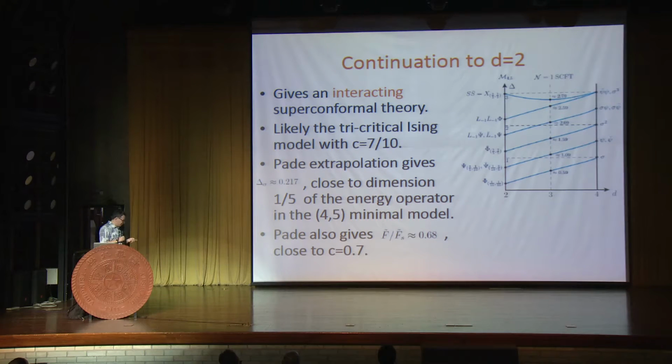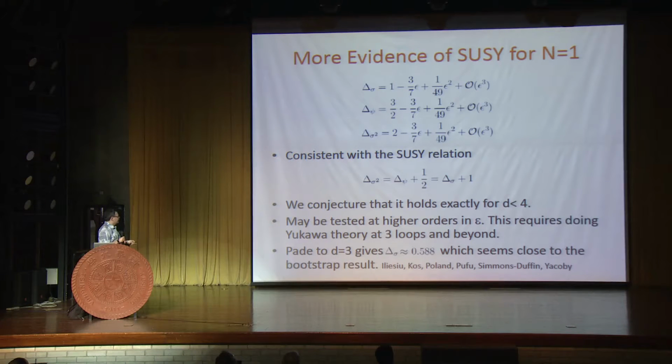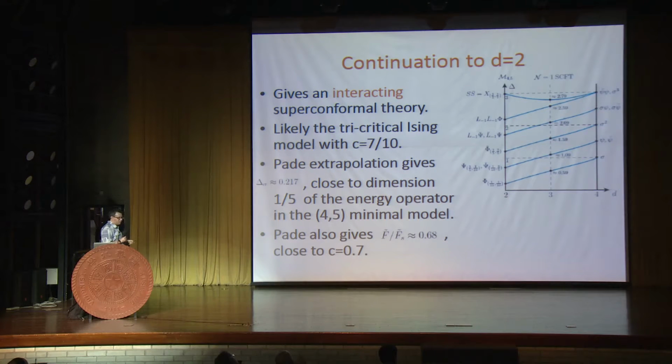And another really interesting point is that in some sense the SUSY CFT exists for continuous dimension. So if you continue to d equal 2, what do you expect? Well, the guess is obvious. You expect the tricritical Ising model. And in fact, if you do Padé, you hit it very close. For example, you get delta sigma close to 0.2, which is the exact dimension of the energy operator. And this sketch basically shows how operators in this 4D Yukawa theory continue to the tricritical Ising model.